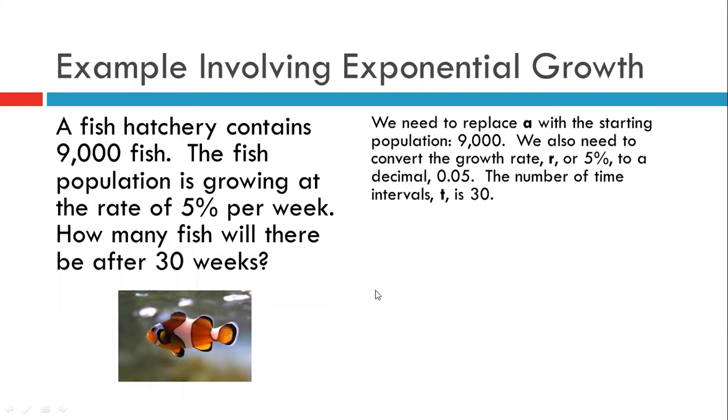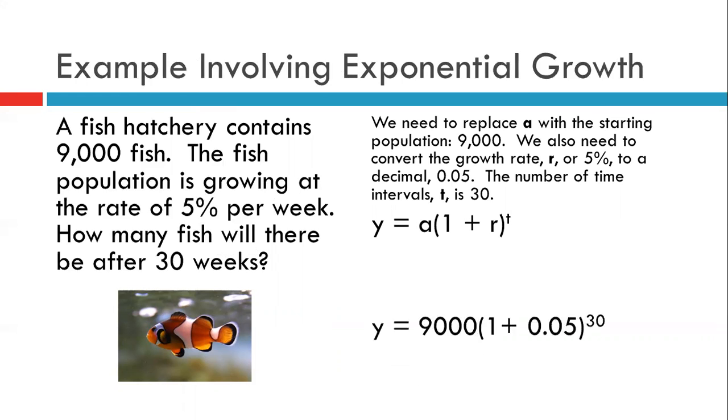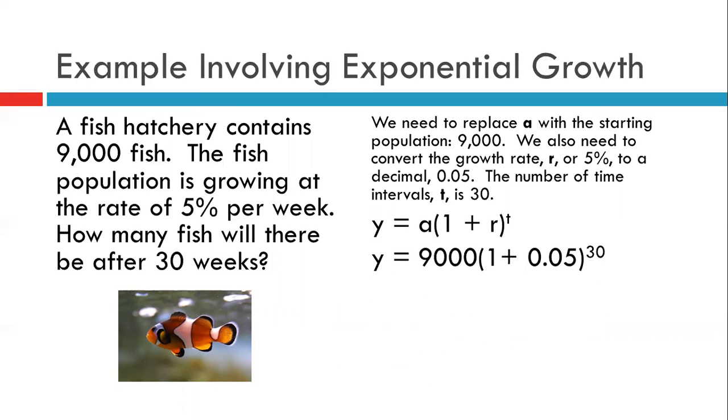We need to replace A with the starting population, 9,000. We also need to convert the growth rate R, or 5%, to a decimal, 0.05. The number of time intervals T is 30. So let's plug in our numbers, and then we can do the math. As you can see, we've replaced A with 9,000, we've replaced R with 0.05, and we've replaced T with 30.